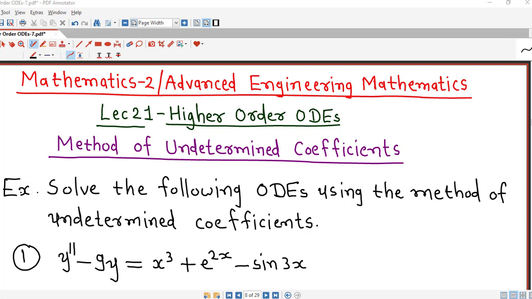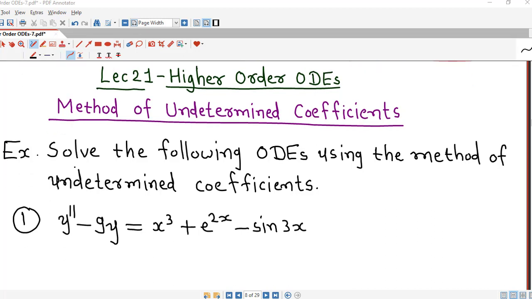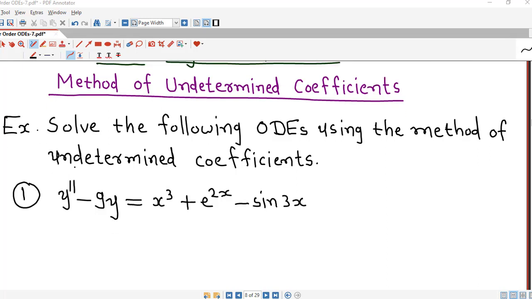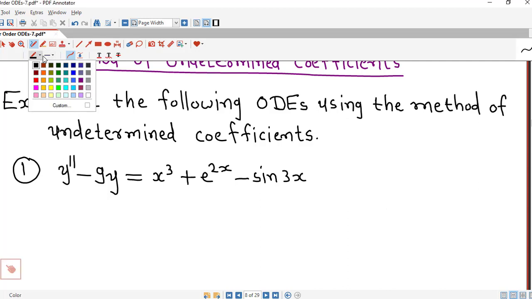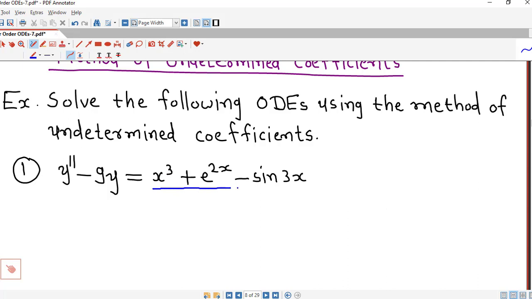In this lecture we will discuss some more examples explaining how to select the proper particular integral for the method of undetermined coefficients. We will not solve all the problems, we will just explain how to select the proper particular integral for the given non-homogeneous equation.